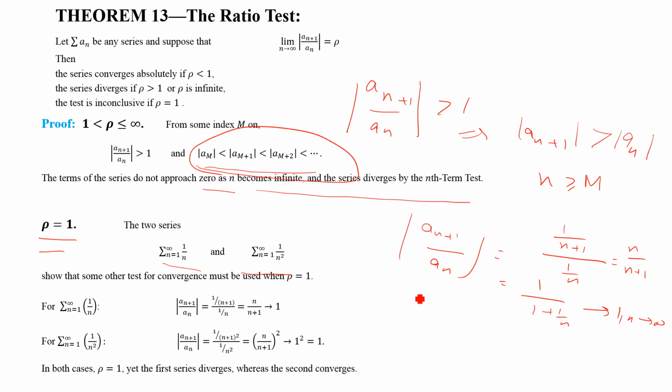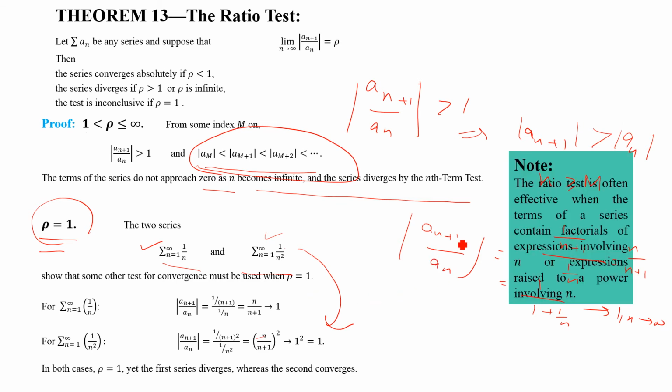And this series is divergent, we know that. Now what is the case for this series? In this case, we are going to have 1 over (n plus 1) squared divided by 1 over n squared, and this also approaches 1, but this series is convergent. So this ratio approaches 1, series is divergent. This ratio approaches 1, series is convergent. So we cannot conclude anything whenever rho is equal to 1 for this ratio.